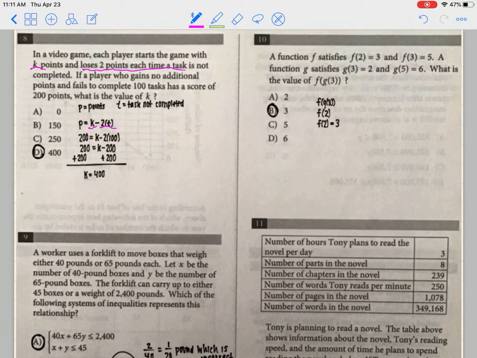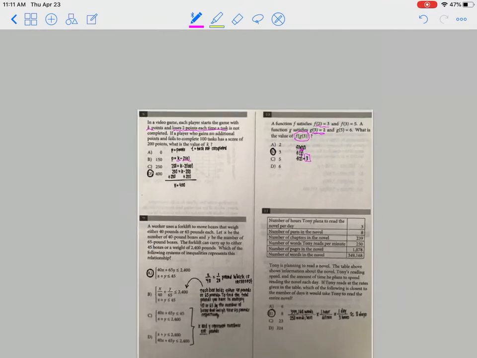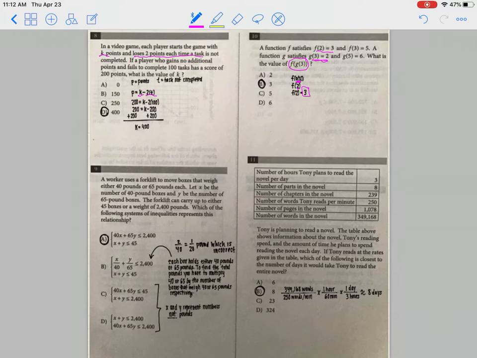One of my favorites here is number 10. We just finished up doing composition in one of our other classes. So really, if you're looking at f of g of 3, do not forget you have to find g of 3 first. So g of 3 is 2. So once g of 3 is 2, you're actually finding f of 2, and then you're going back and saying f of 2 is 3. So that's how you can get your final answer. I don't really see any shortcuts there.